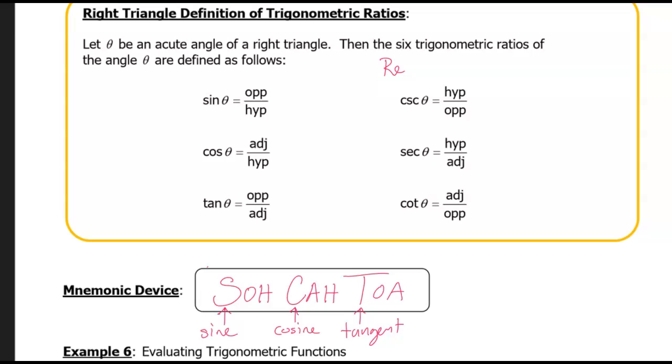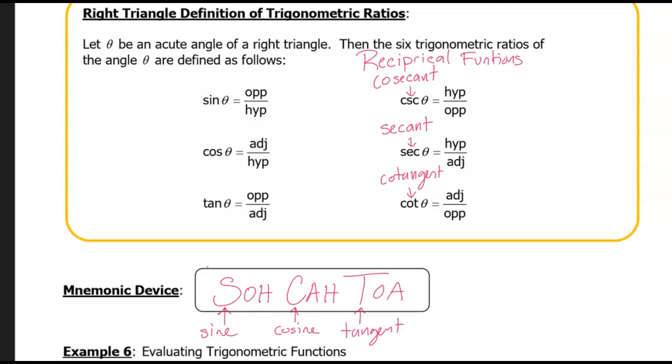Yes, so this one right here, SEC stands for secant. CSC stands for cosecant. And COT stands for cotangent. Now, these are what are called reciprocal functions. Why do you think they're called reciprocal functions? What do you notice? Oh my goodness. They're just the reciprocals of the original three.